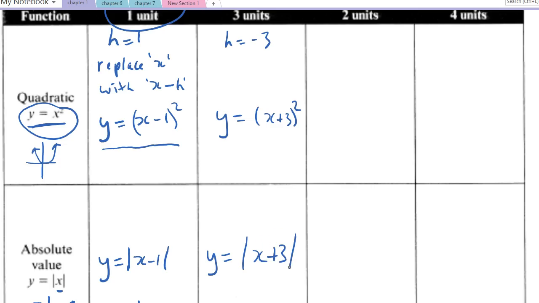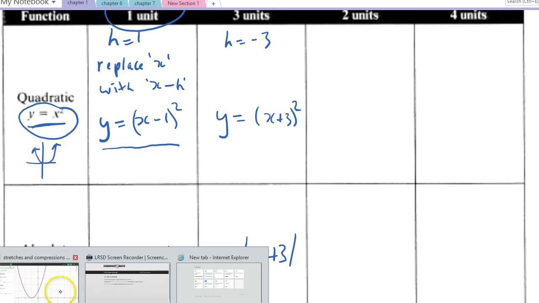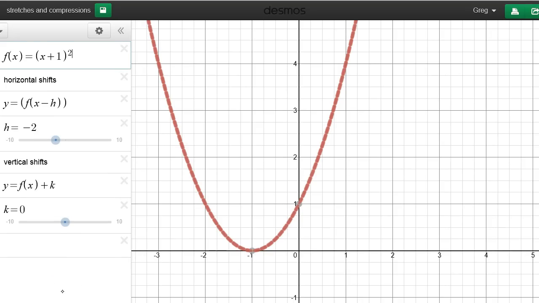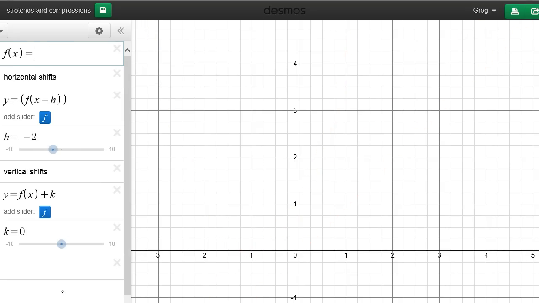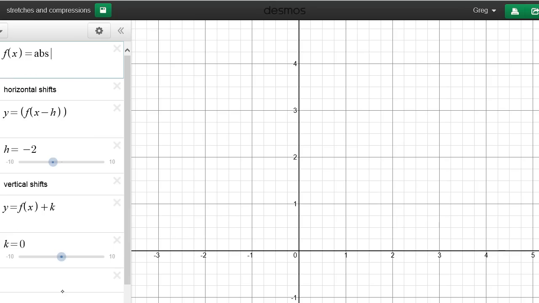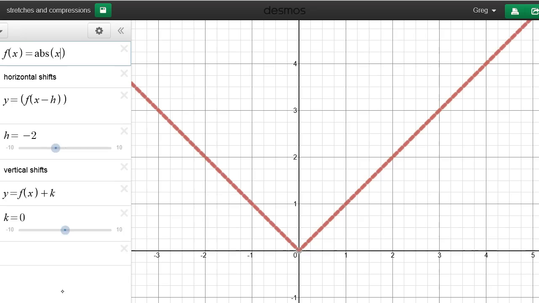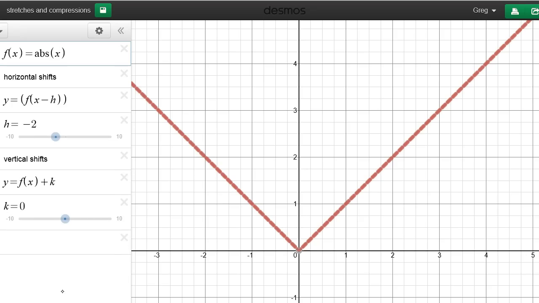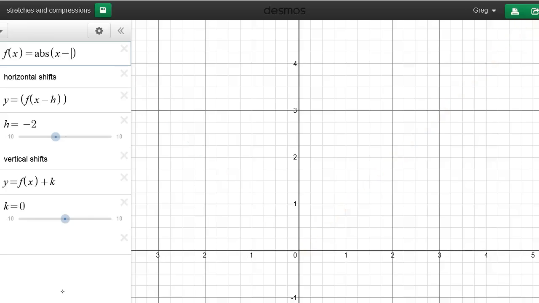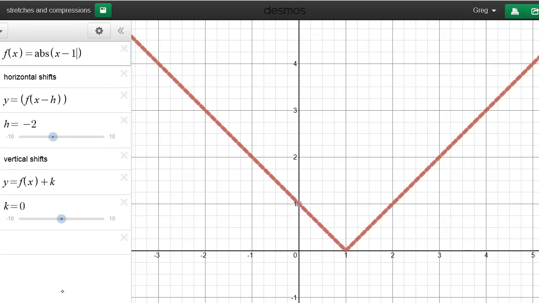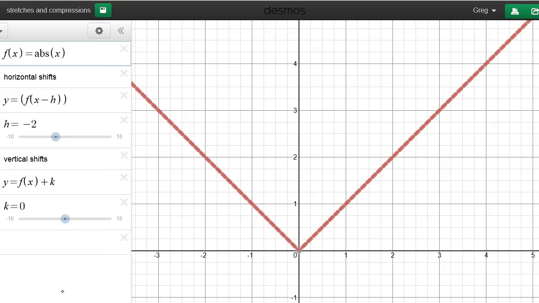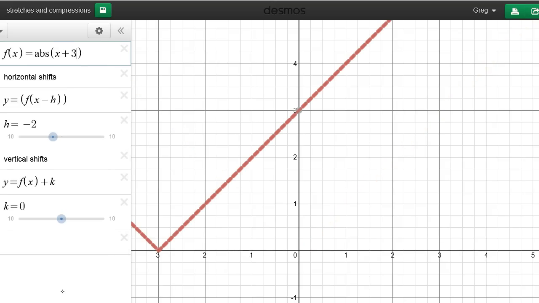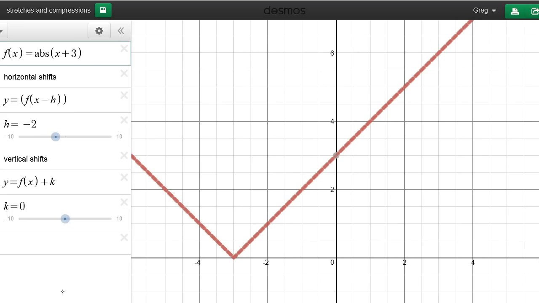Let's go see if we can do that with my graphing software. So I'll take my first one here, and I think I have a feature where I can say absolute value of x, and there's my graph. And now if I want to move it over 1 to the right, I can say minus 1 here, and you see how it moved it over 1 to the right. Okay, if I was to say plus 3, you can see how it moved it over 3 to the left. Okay, kind of cool stuff. Let's go back.